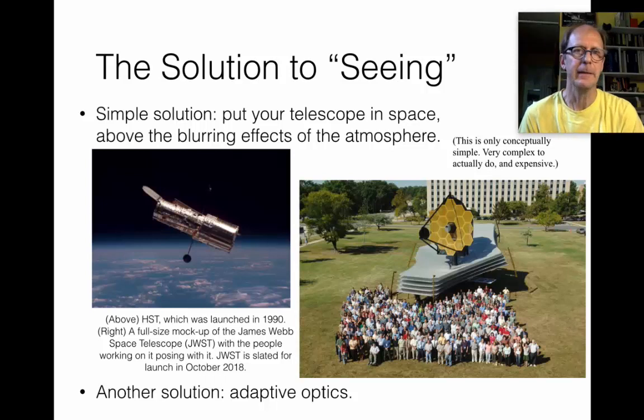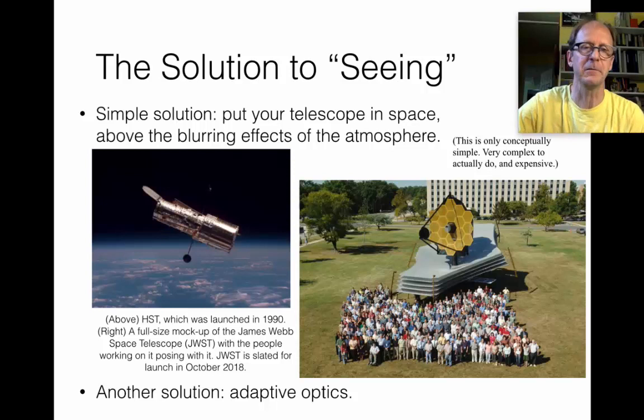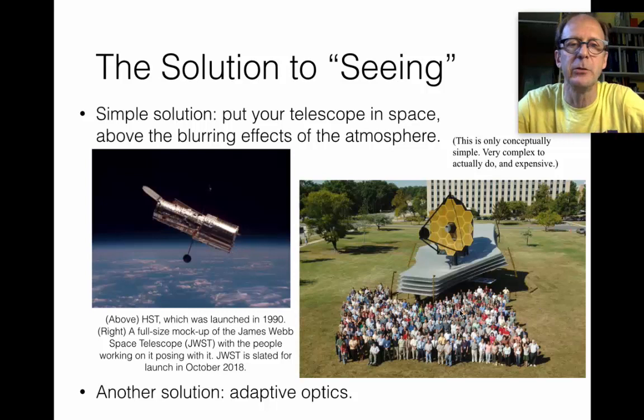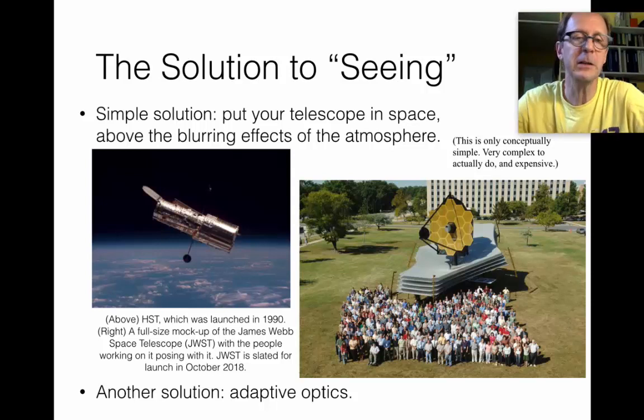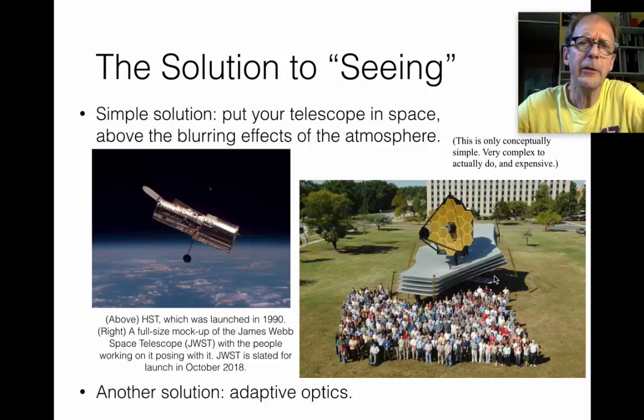Now, when I say that is a simple solution, it's conceptually simple. Technologically, it's hugely complicated and really, really expensive. So this is a picture of the Hubble Space Telescope, and this is a picture of a mock-up of the James Webb Space Telescope, the successor to the Hubble Space Telescope, that is due to be launched in 2020. It is under construction. It has almost been completed. They just have a few last things to do, and it should be launched in 2020 is the goal. The other solution to seeing is what we call adaptive optics.